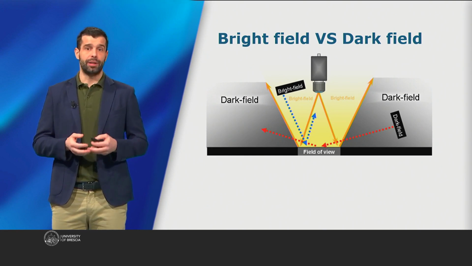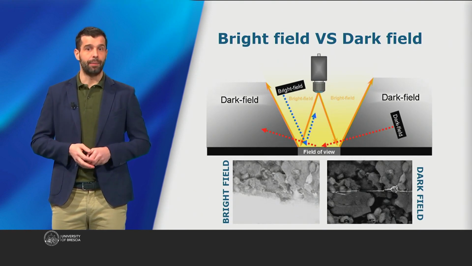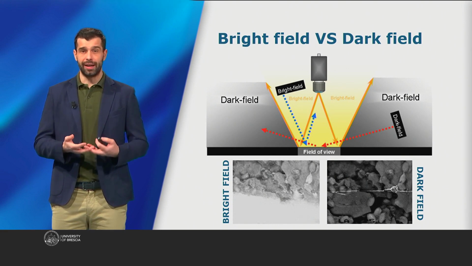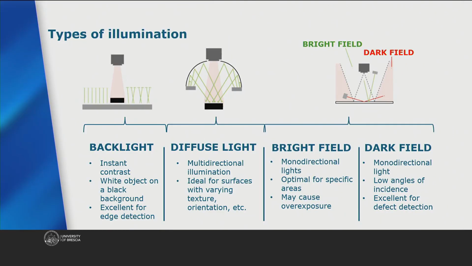In this case, it was a microscope slide. In the image on the right, instead, obtained using dark field illumination, the object appears much darker, while the defect present on the slide glass is clearly visible. With backlight illumination, you can achieve excellent contrast on the edges of the object being measured, thanks to the negative image. With diffused light illumination, you can almost always get good contrast, even if it might not be optimal, and it's used for objects with surfaces that have different textures, angles, and so on.